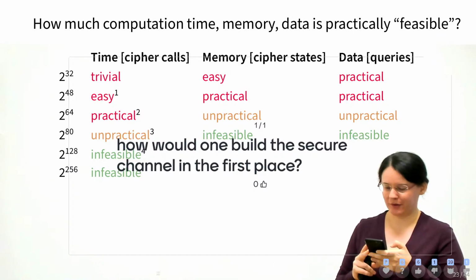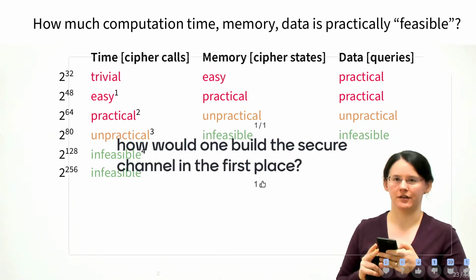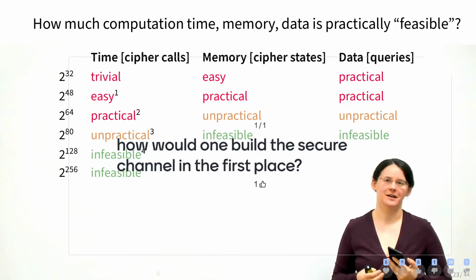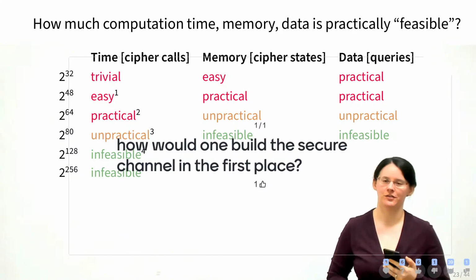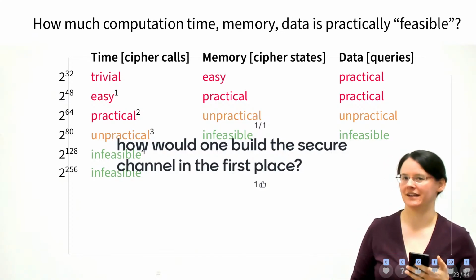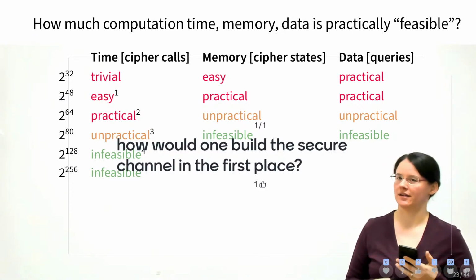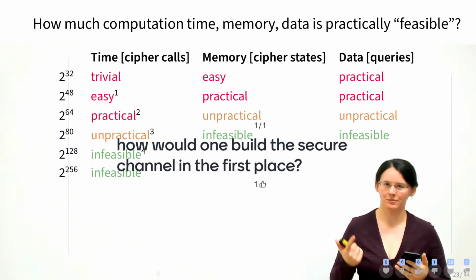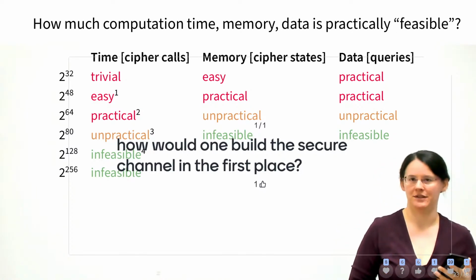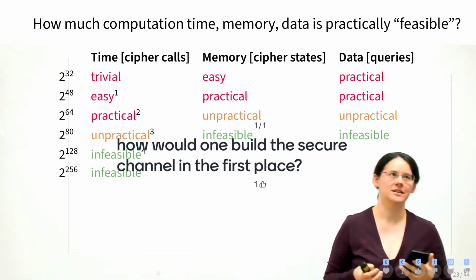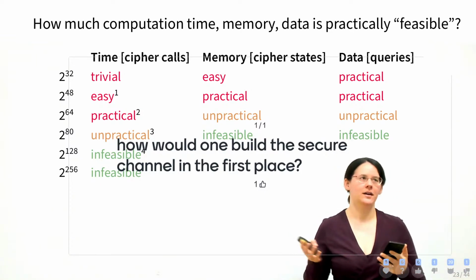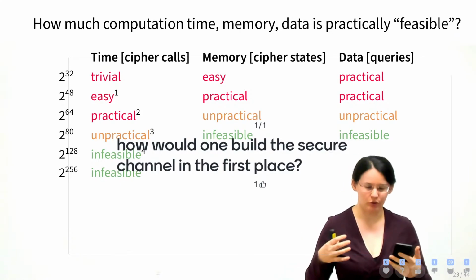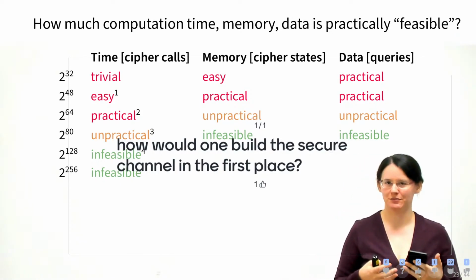So how would one build the secure channel in the first place? One way is to protect it with some crypto protocol or algorithm that we're covering in the next lectures, like for example a signature scheme or HTTPS connection. Another way is, for example, you assume that you occasionally meet your communication partner.